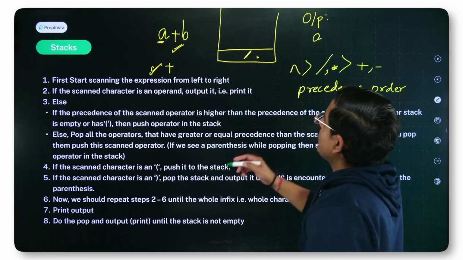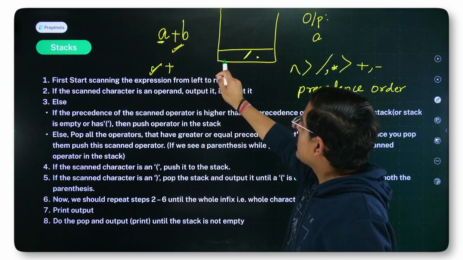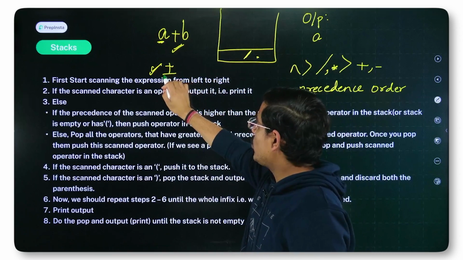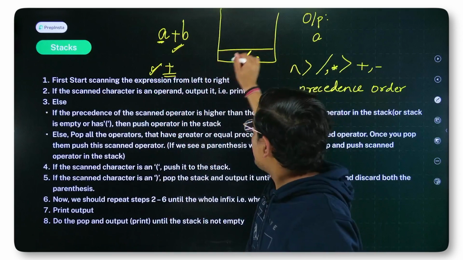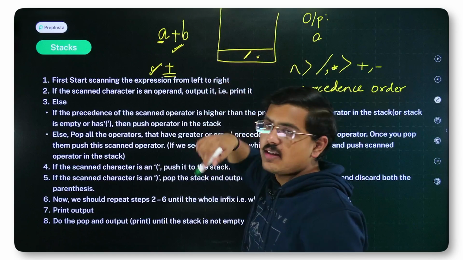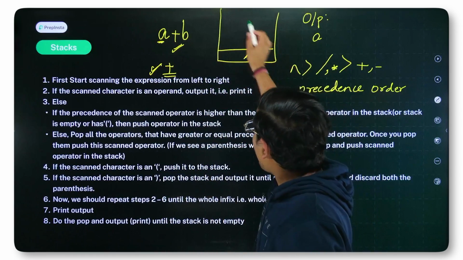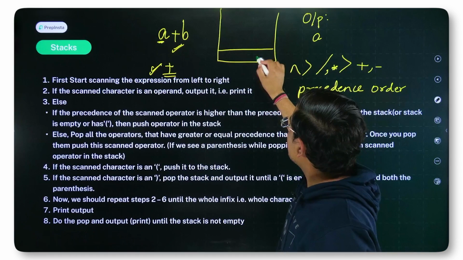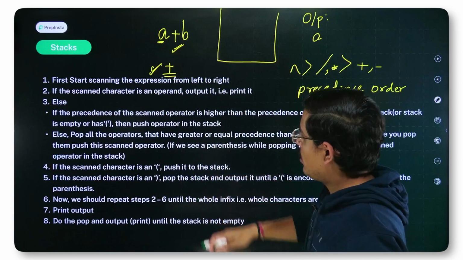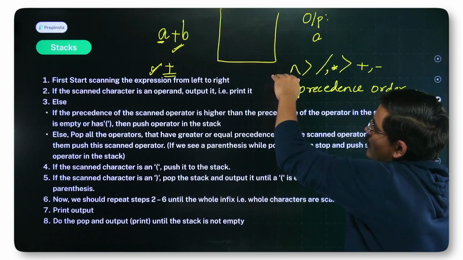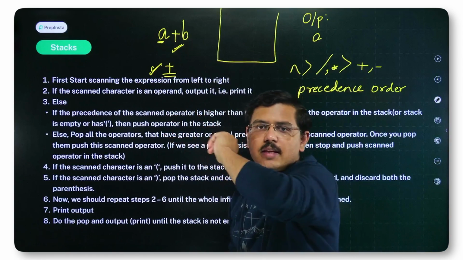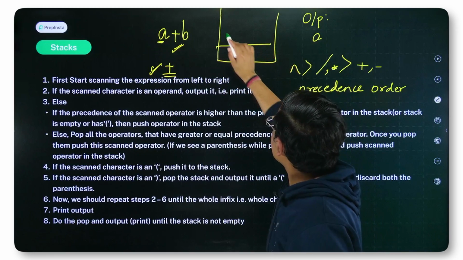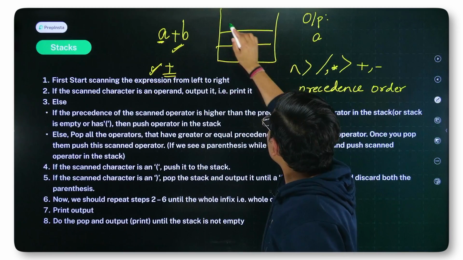So when the operator that you scanned has lesser precedence than the operator which is inside the stack, then what you'll do? You pop it out first. So you keep on popping till you have operators which are of higher precedence than plus. I'll tell you what I'm saying. See, if I have such operators.